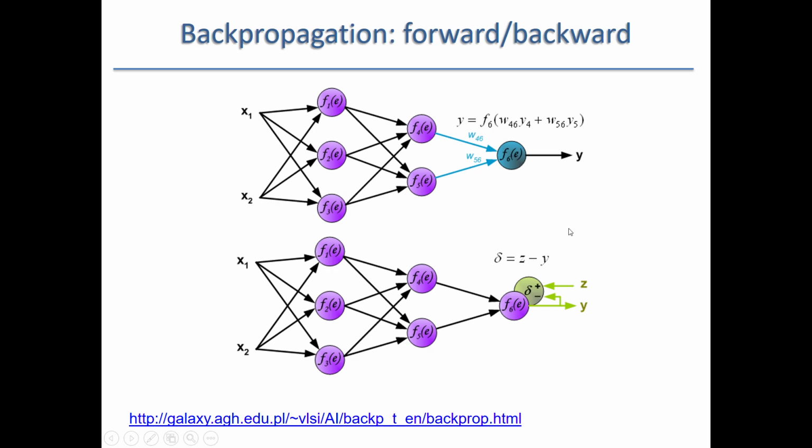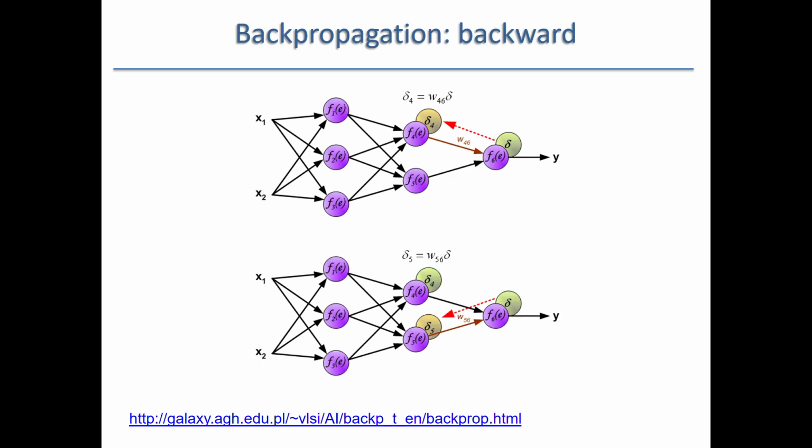We compare our prediction, that we call Y, or we call it Z. We have our prediction, and we compare it to the output. So this output is the desired output, and then we compute this difference. This difference is delta, and then this delta is backpropagated. And then this delta will be distributed into parts.